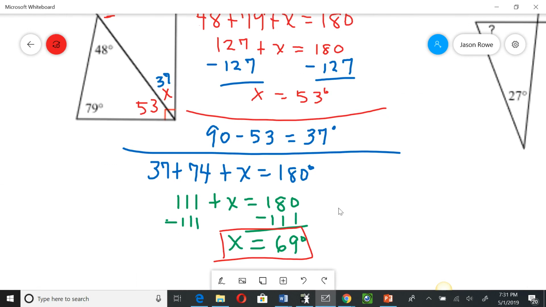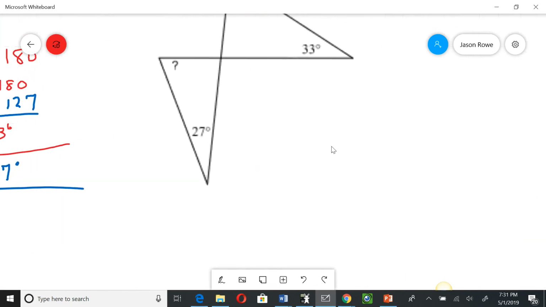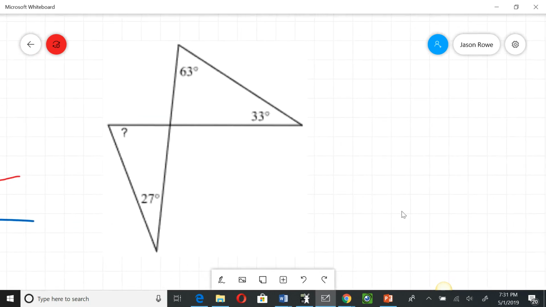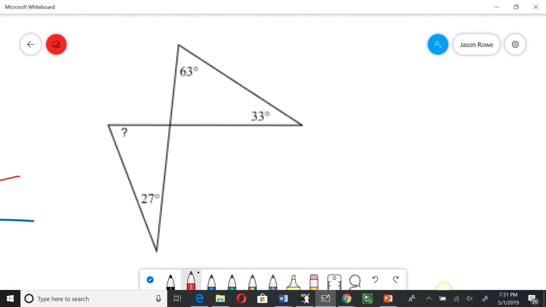All right, so let's take a look at our next problem. So here is another multi-step triangle sum problem. So what we got to figure out here is we need to figure out this angle. Well, to figure out that angle, we're going to have to figure out this one first. And then we're going to use something we learned way back in lesson 1, I believe, and then we'll finally figure out the missing value.